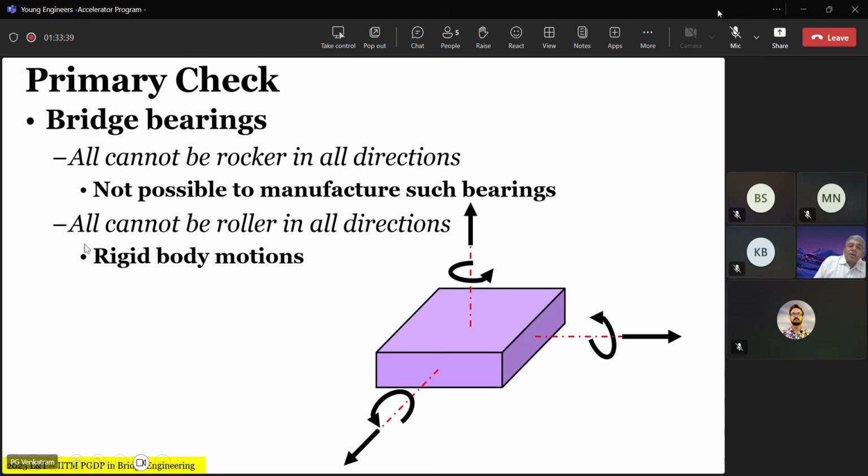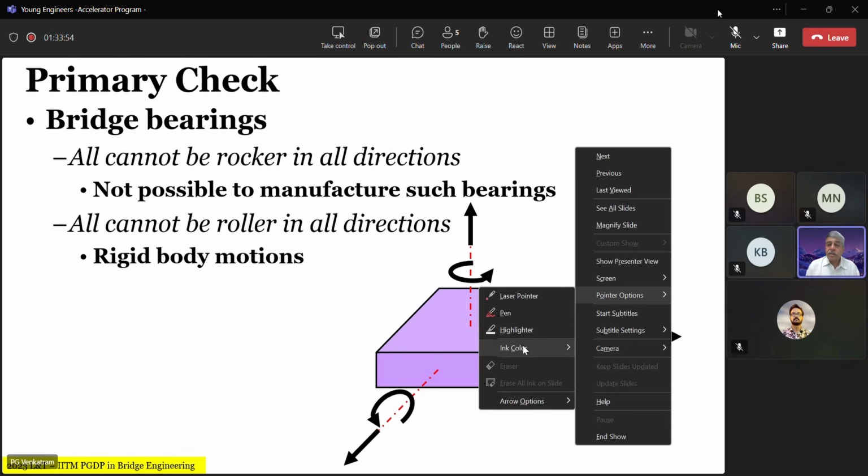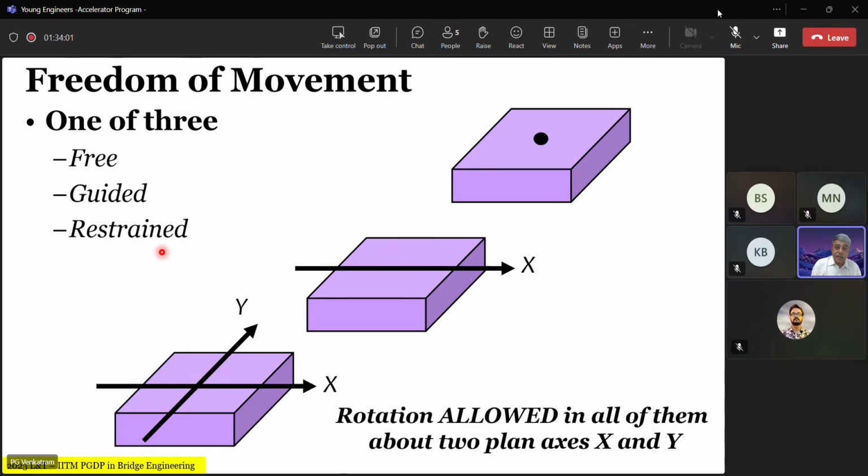And not all roller in all directions. Again, roller is also possible only in one direction. You cannot have roller in all directions. These are the restrictions that you end up having when you use rocker and roller bearings, right? These are overcome by using the other types of bearings.